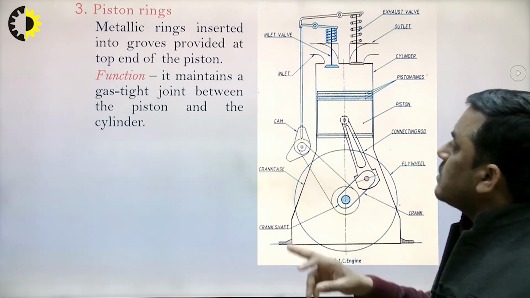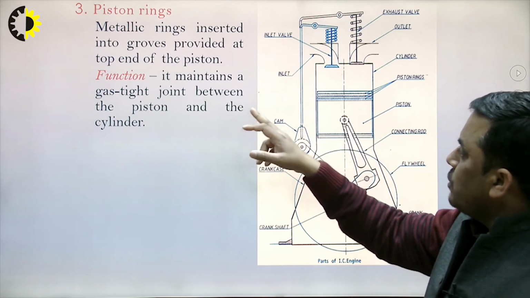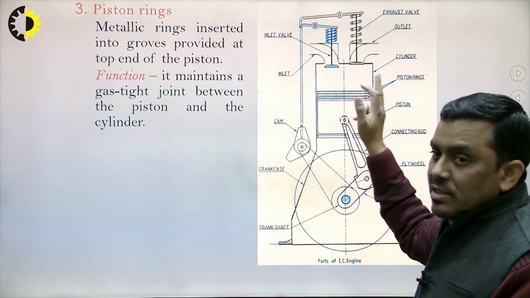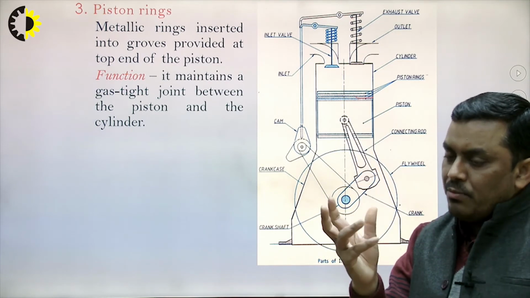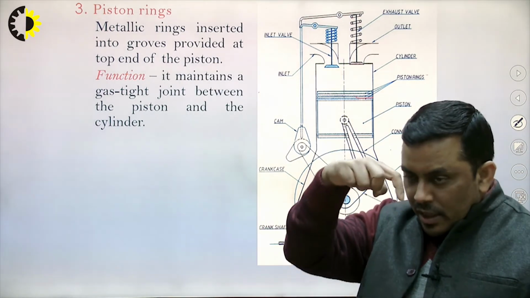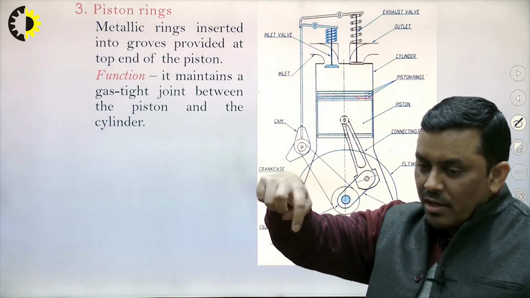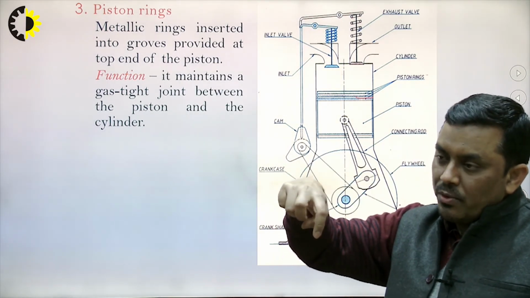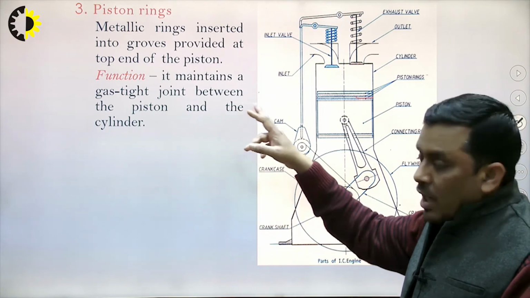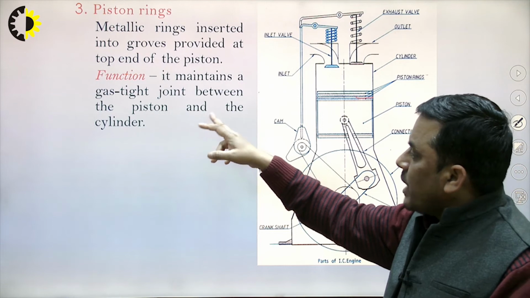So piston rings are metallic rings inserted into the grooves. So these are the grooves, and here the piston rings are mounted. If you have observed a piston at the mechanic, there are some circumferential slots on the piston. At that place we place the piston rings, and the purpose is to maintain the gas tight joint.